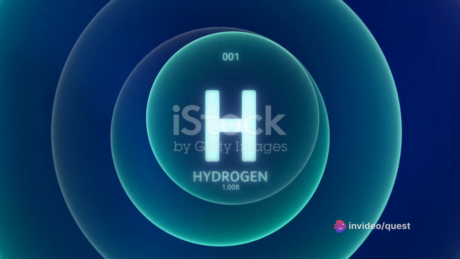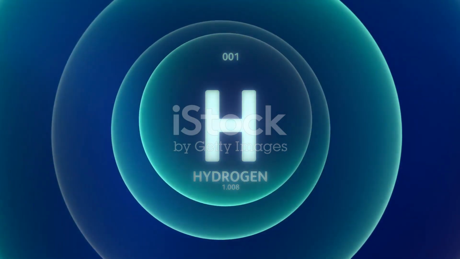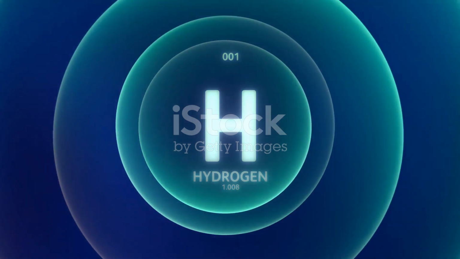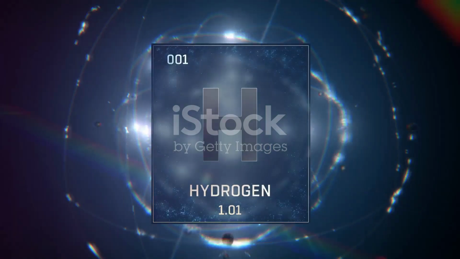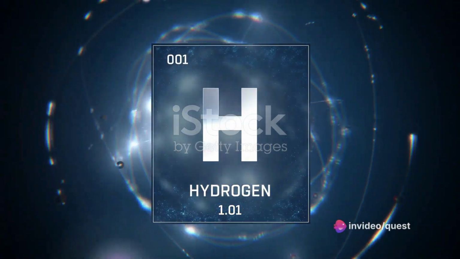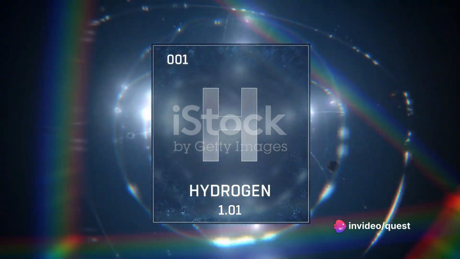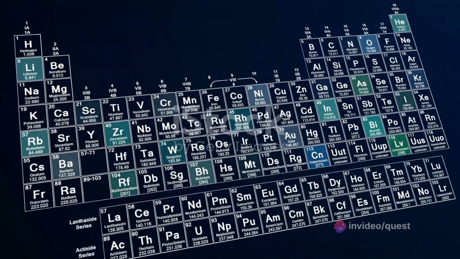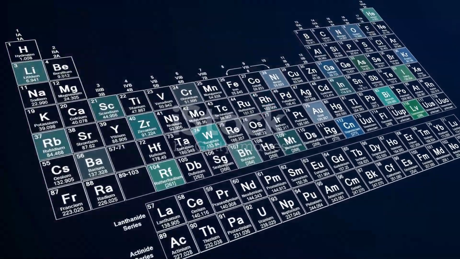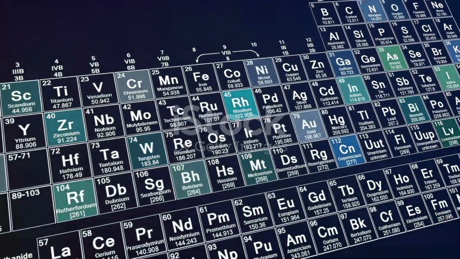Next, we ventured into the periodic table. This masterpiece of scientific organization groups elements based on their atomic structure and properties. From hydrogen, the lightest element with a single proton, to heavyweights like uranium with 92, the periodic table houses them all. Remember how we talked about groups and periods?